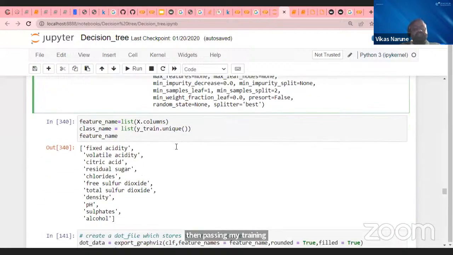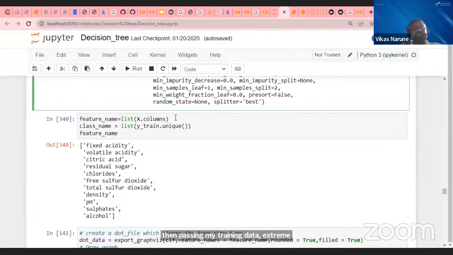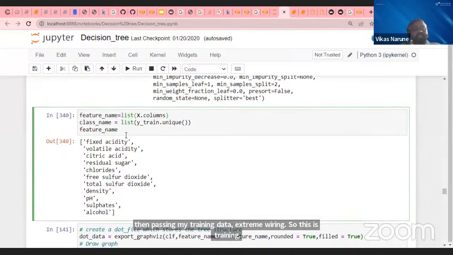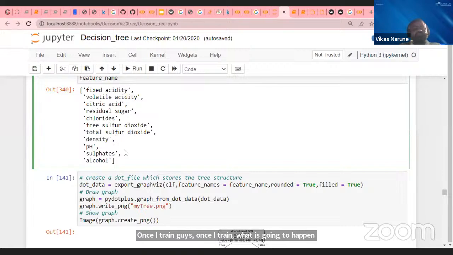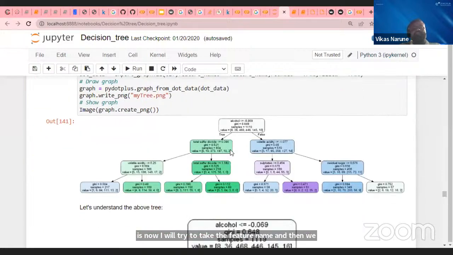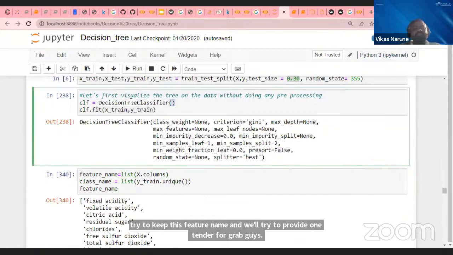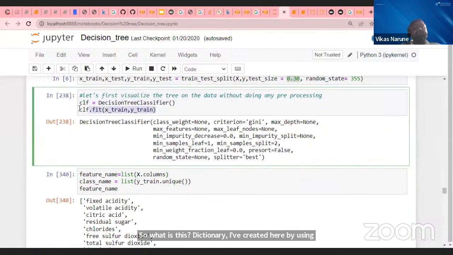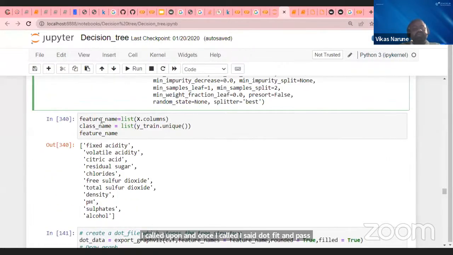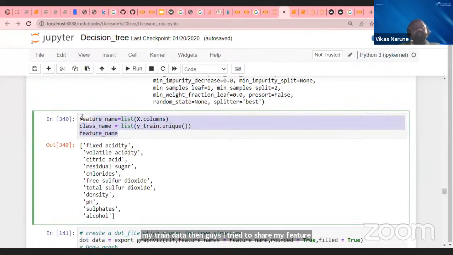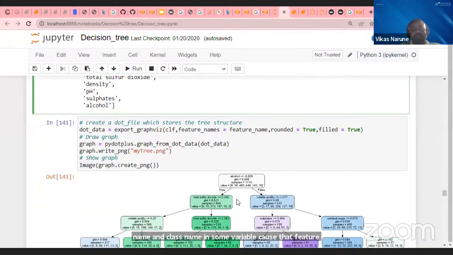Once I train, guys, what is going to happen is I will take the feature names, keep them, and provide a kind of graph. So what is this decision tree I have fitted here? I called the decision tree classifier, said dot fit and passed my training data. Then I share my feature name and class name in some variables. Why? Because I have to show these things in the graph: which feature is taken as the root node first.